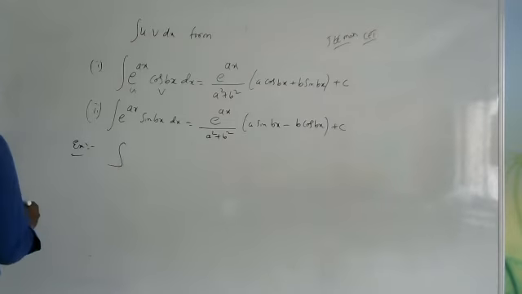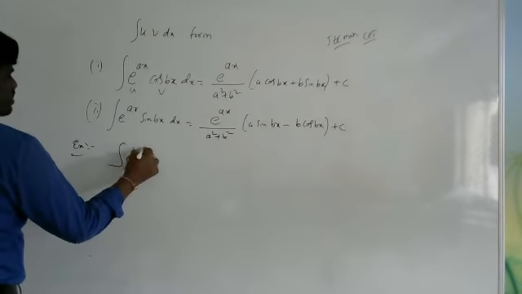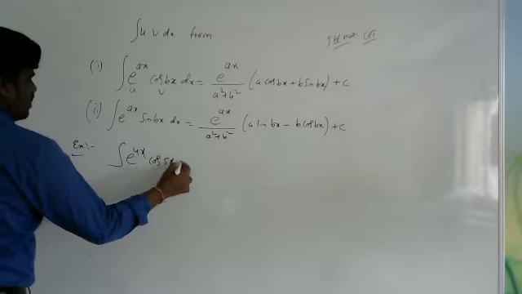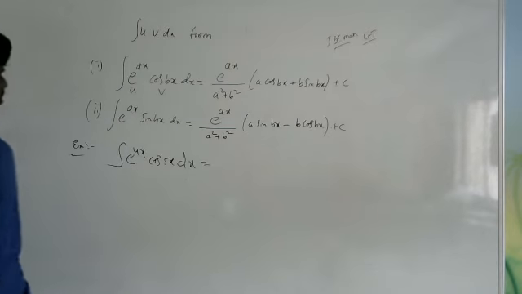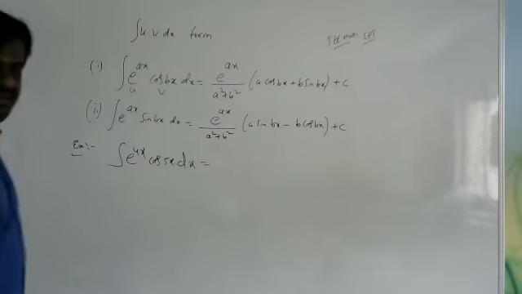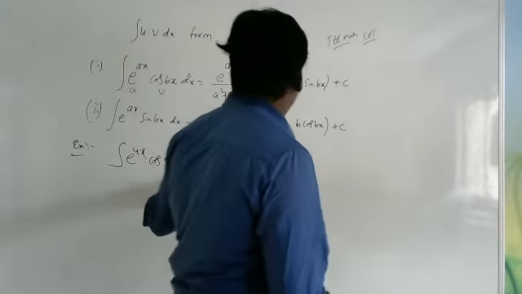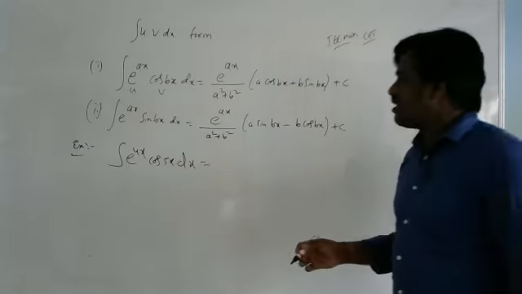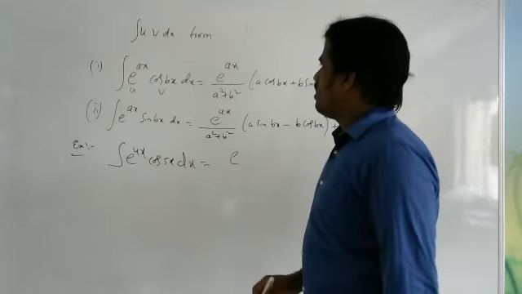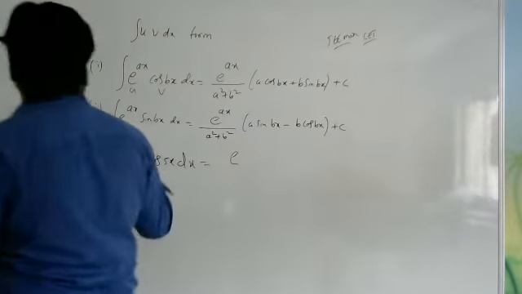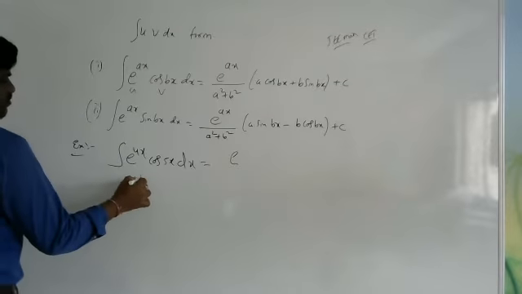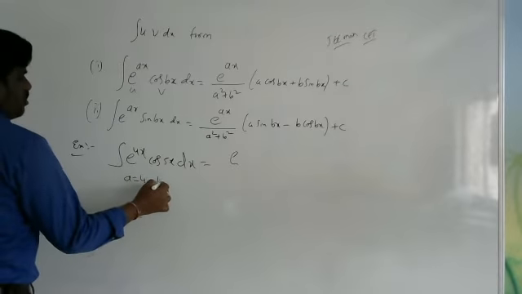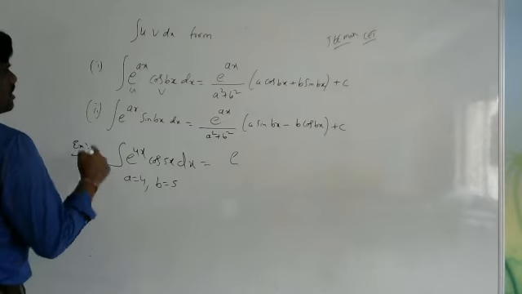Example: integration of e power 4x cos 5x dx is equal to how much? Suppose you are given integration of e power 4x cos 5x dx and you want to find the integration of this. So what is the formula here? You compare both. A is equal to how much? 4. B is equal to how much? 5. You just compare this.